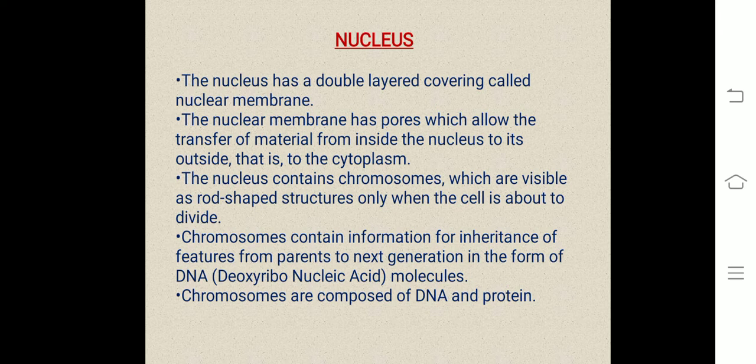to the cytoplasm. The nucleus contains chromosomes, which are rod-like structures present in the cell only when the cell is about to divide. Chromosomes contain information for inheritance, or transfer of features from parents to the next generation, in the form of DNA molecules.